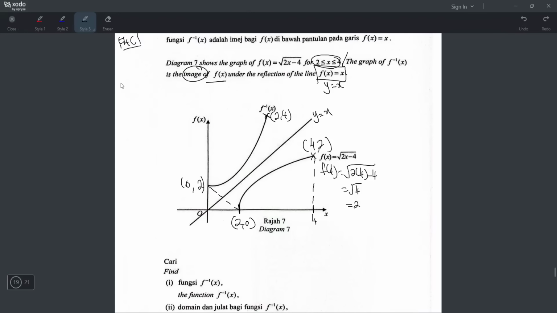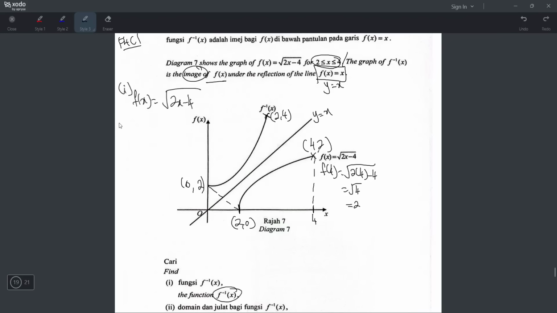All right. With that being said, we can do our question 1. Find the f inverse of x. Okay, I don't think we'll be using any of these points for part 1. But for part 2 later, we will use some of these points. Okay, let's try to find f inverse. Very easy. So let's write down f(x) first. f(x) they gave already: square root of 2x minus 4.